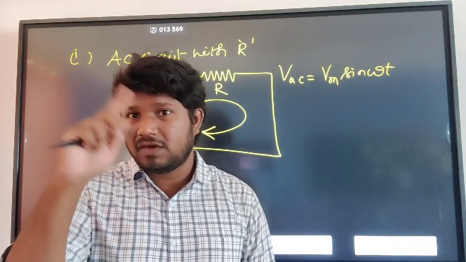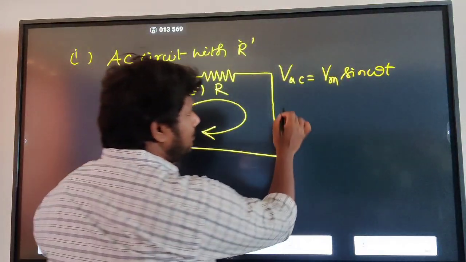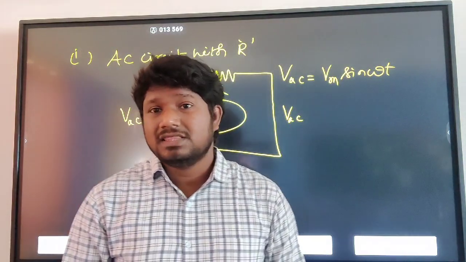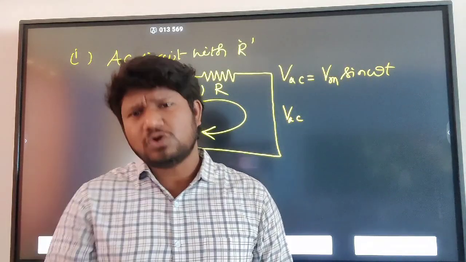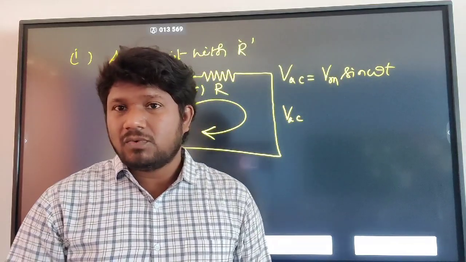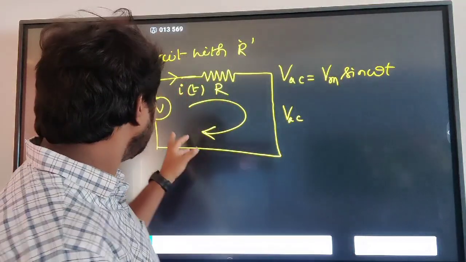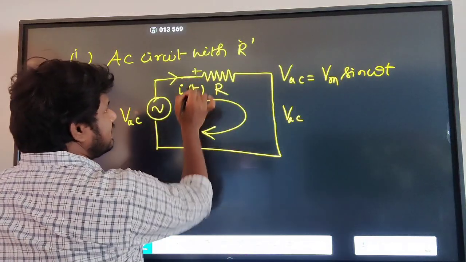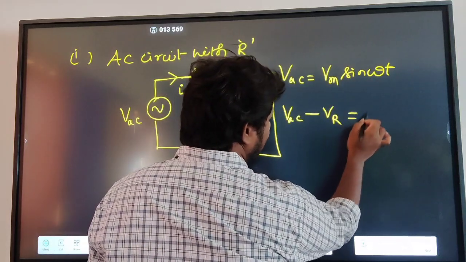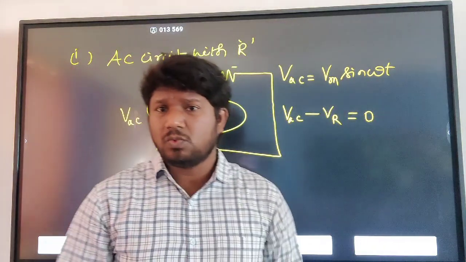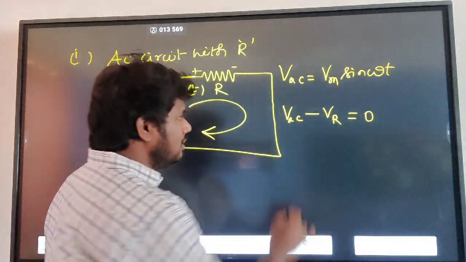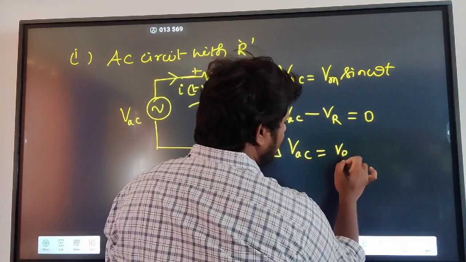How are we going to make the KVL loop? That we will see. What do you mean by KVL? Kirchhoff's voltage law: the algebraic sum of voltages around any closed loop is always 0. Now what is the algebraic sum of voltages in this circuit? VAC, where current is entering is positive, leaving is negative, minus VR equals 0, because there is no other voltage drop in this circuit. VAC equals VR.